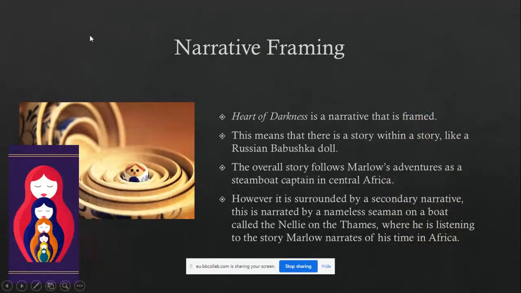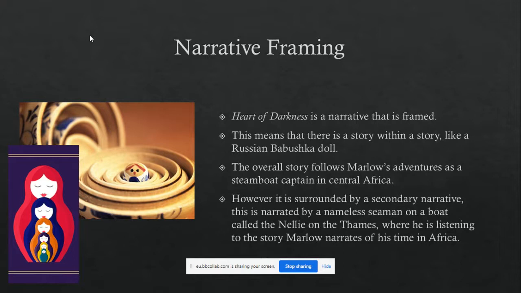So, firstly, I want to talk about something that is called narrative framing. Now, this is going to be something you use from now all the way till the end of third year. So this is something to get used to and get comfortable with. What I want you to think of when we talk about a framed narrative is how a text can be framed within a story. So how a story can exist within another story.